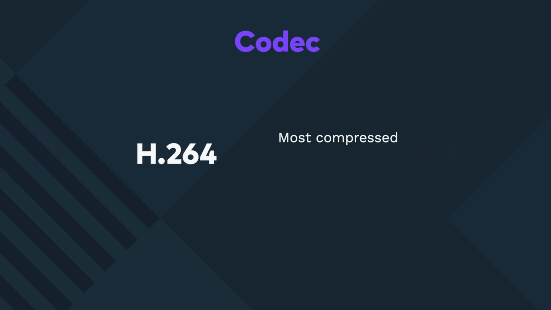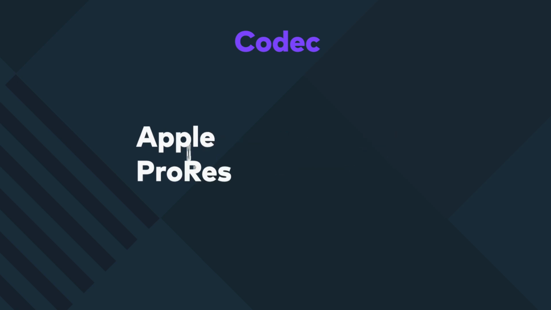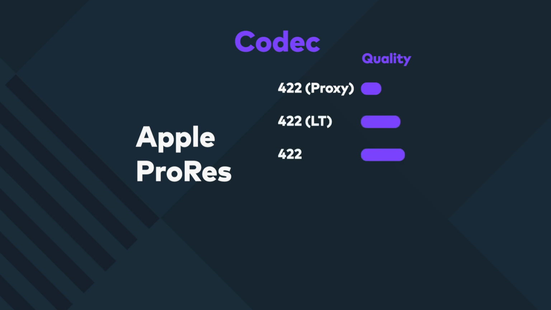H.264 is one of the most compressed codecs, commonly used for MP4 format. The Apple ProRes codecs are standard for Mac on QuickTime format files. There are 5 different codecs for ProRes. From lower quality to higher quality, these are 422 Proxy, 422 LT, 422, 422HQ, and 4444.